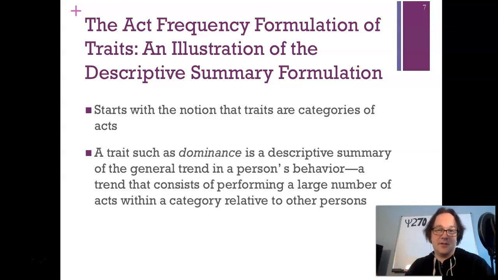Being dominant doesn't cause somebody to act in a certain way. Instead, a person acts in a certain way, and we label those types of behaviors or set of behaviors as quote-unquote dominance, right? So this could be a trend that consists of performing a large number of acts within a category relative to other persons. Again, what do we mean by dominance? Even when we take a look at, say, how we would describe a toddler, that's a dominant toddler, that might be very different than how we describe a dominant adult, right? Or someone who identifies as male, how we describe them as dominant might be very different than how we describe someone who identifies as female as dominant.